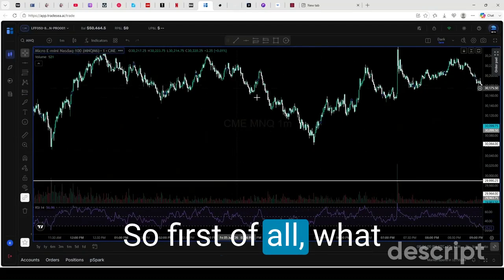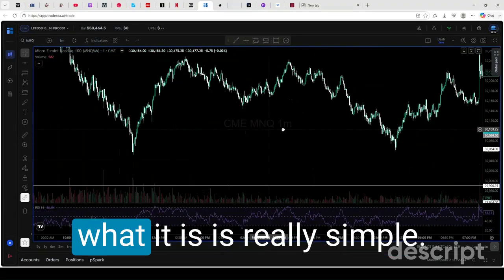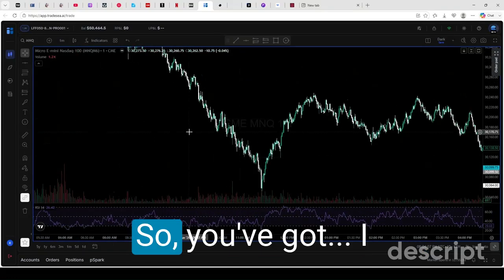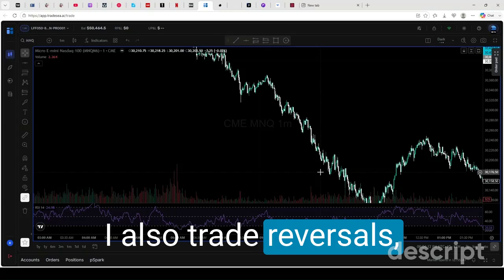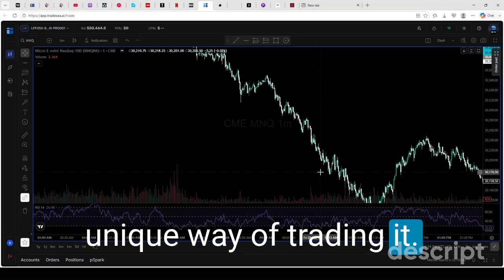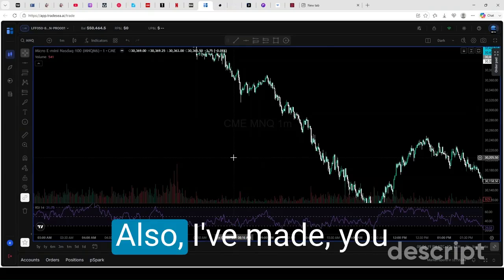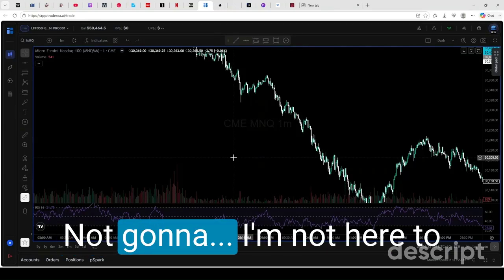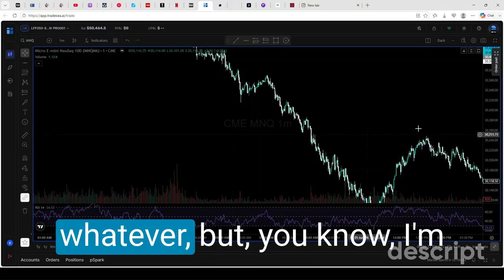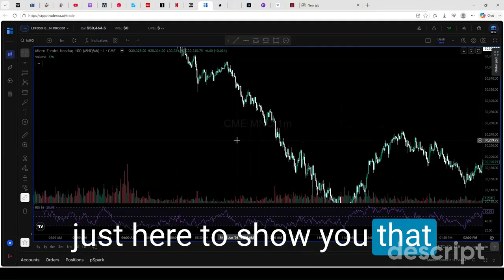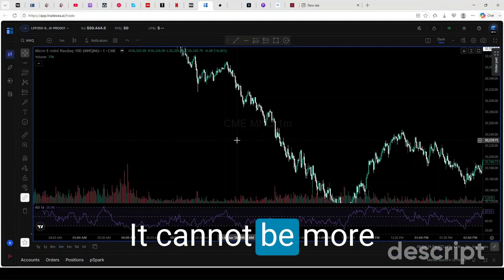So first of all, what is the strategy and how does it work? Now, how it works and what it is is really simple. Let me explain. I trade breakouts. I also trade reversals, but I have my own unique way of trading it. It's very cool. That's why I was able to take a payout on this account. Also, I've made a couple of thousand. I'm not here to boast about what I've made this week or last week or whatever. But I'm just here to show you that this trading strategy is super simple, bro. It cannot be more simple than this.